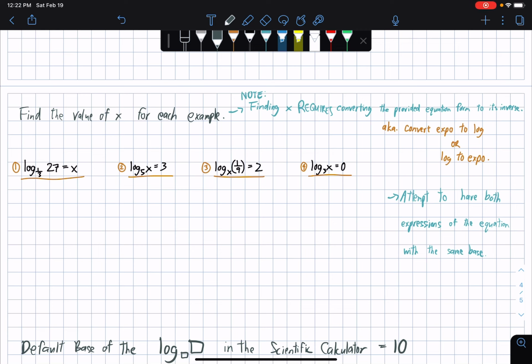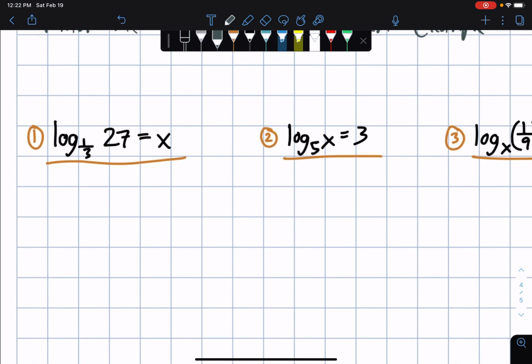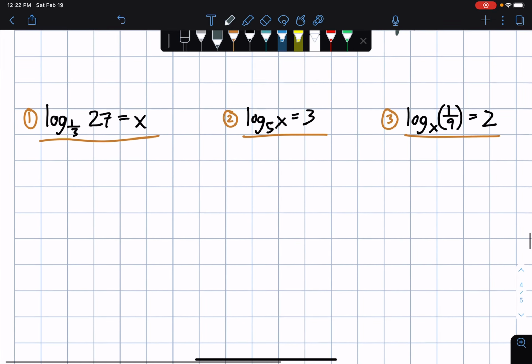In the previous video about exponential functions, a brief introduction, we practiced how to have both expressions in the equation have the same base. So it's the same objective, but the only difference is that we involve logarithmic functions conversion. Before we didn't have this, but now we do. So let's move on to solving number 1.